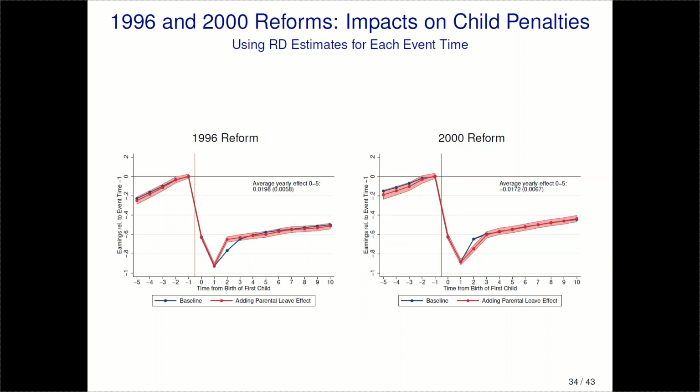And then the 2000 reform expands the parental leave scheme again, creating a negative effect, but only in the specific year where it's binding. So this suggests that maternity parental leave is neither the culprit nor the solution for child penalties and gender inequality. They have very limited effects when they're binding, but really no effects on long-run penalties.